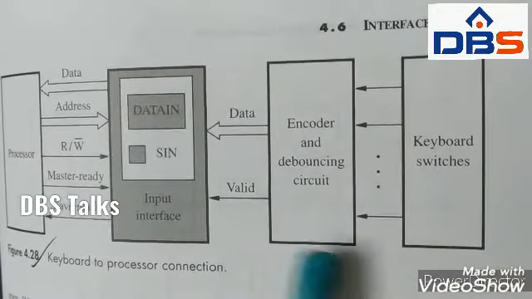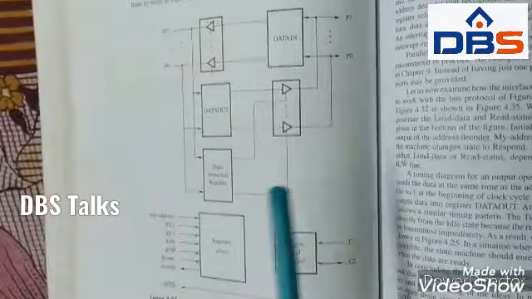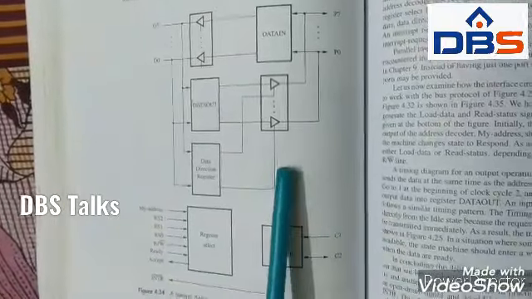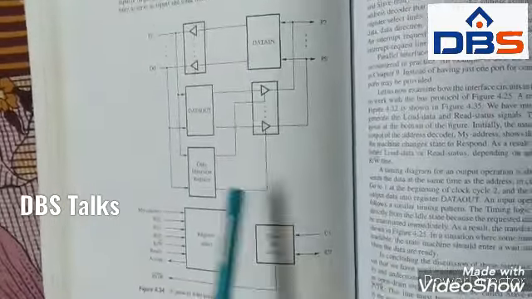Coming to this one, this is a keyboard. Switches are there. This side is connected to the bus, and this side is connected to the I/O devices. This is the diagram we are using for the parallel port. What is actually the parallel port? In this one, either 8 bits or 16 bits at a time are transferred between the processors as well as I/O devices.